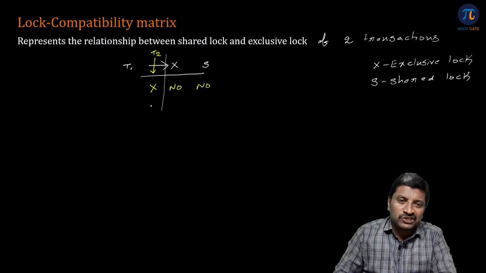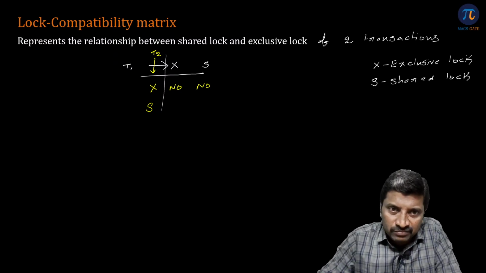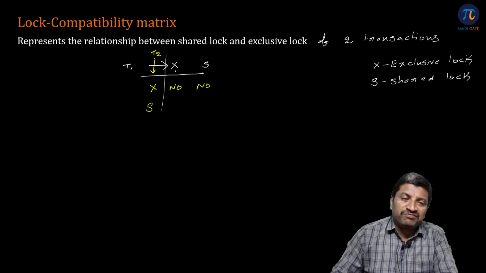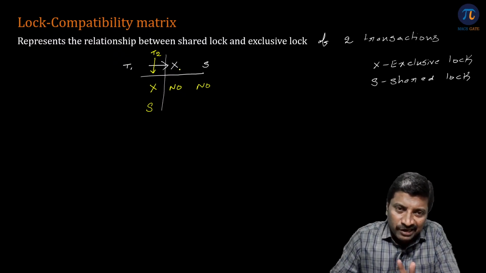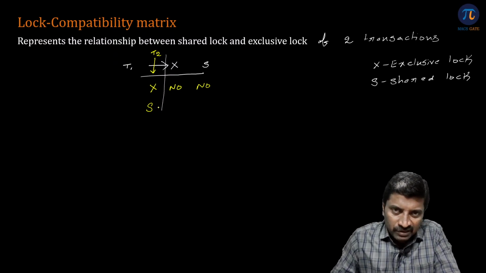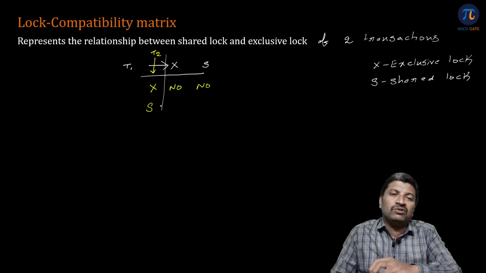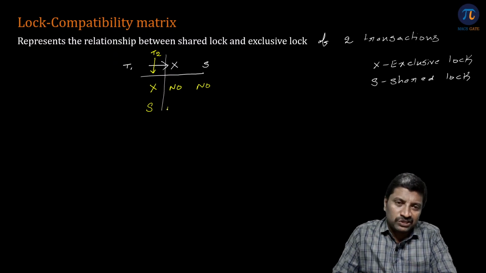Suppose the second transaction wants only a shared lock. He doesn't want an exclusive lock. He wants only a shared lock, right? If the first transaction is writing or doing some modification on the data item, this person is not allowed to read the data. When one fellow is modifying the data, how can the second fellow read the data? So this is not possible.